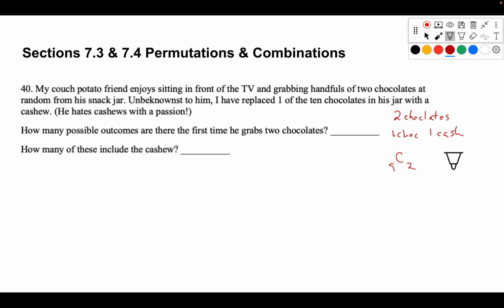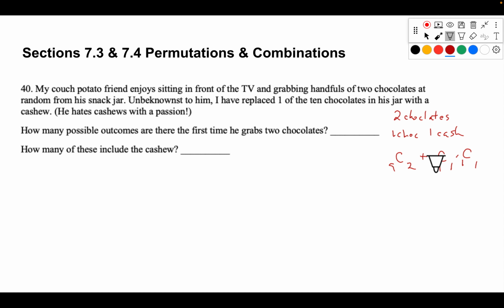And then, what's the other thing that can happen? Out of the 9 chocolates, he gets how many? Just 1. And then out of the 1 cashew, he gets how many? Just the 1. So that's how we do this one. Can these both happen at the same time? No, because he's only reaching in, right? So this is where we add those 2. Okay, so this includes the addition rule in there.